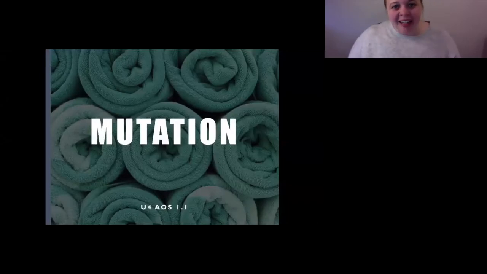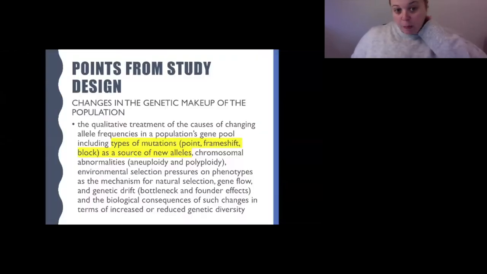Welcome back. So this video is going to go through the 3 types of mutations that are specifically mentioned in the study design. So this is a huge dot point. We break it into 4 lessons, just so you have an idea that you're not expected to just be able to recall all of this the same way that other dot points are.